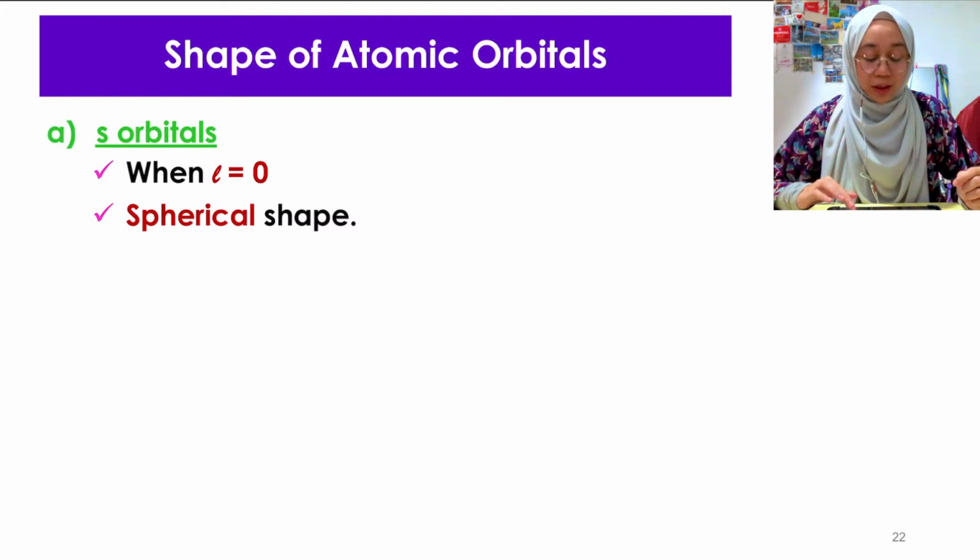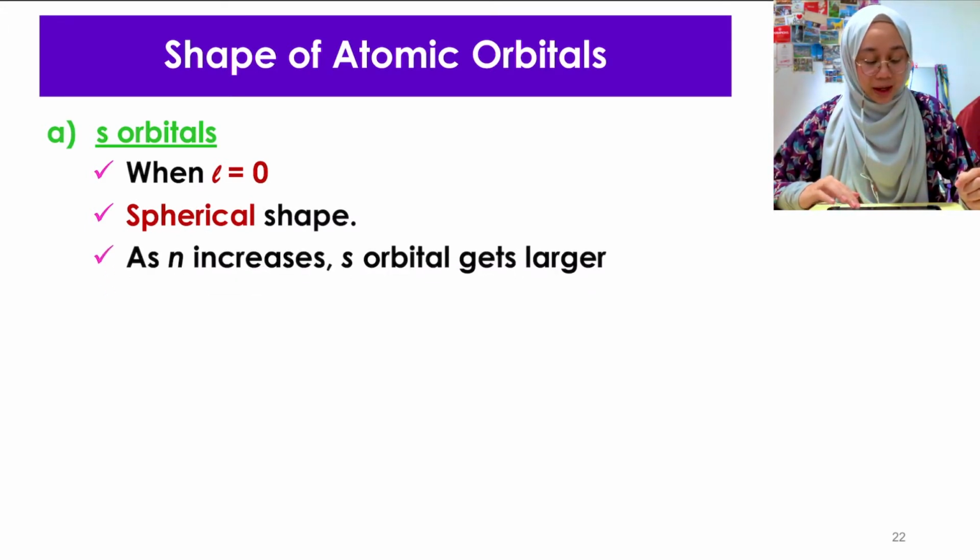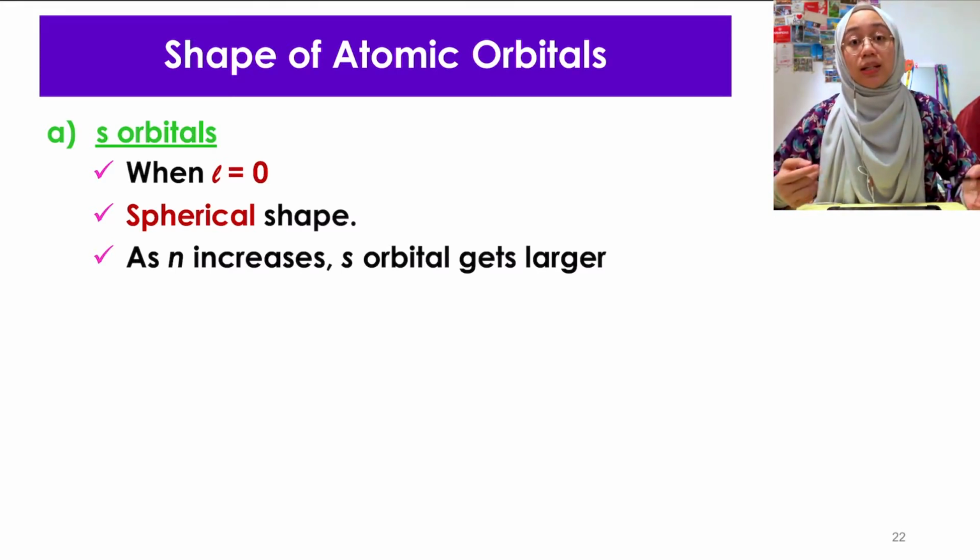So it gives you the spherical shape, and as you know, n is the principal quantum number. As the value of n increases, the s orbital gets larger. Therefore it depends on the value of n, then it will have a different size of the orbital. However, if it is an s orbital, the shape should be spherical.